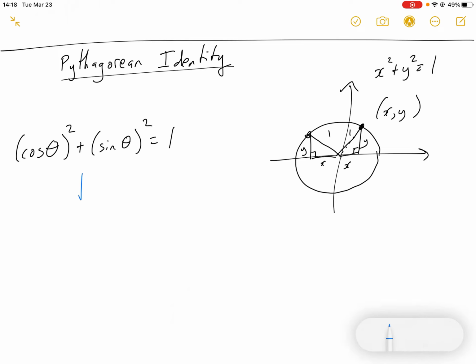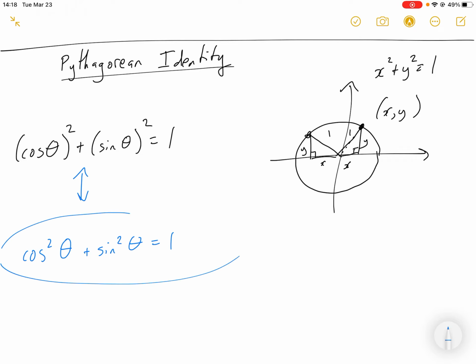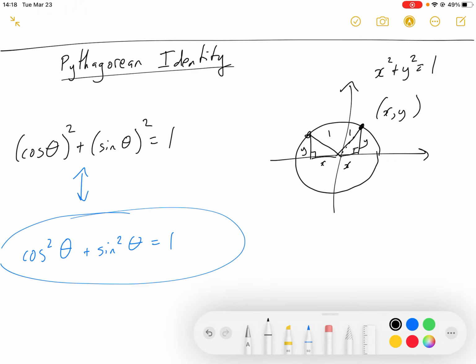Now, this is not correct notationally. What you will always see is actually cosine squared of theta plus sine squared of theta equals 1. But these are exactly identical. Just know that this is what you'll see if you ever try to look this up. But those are identical equations.